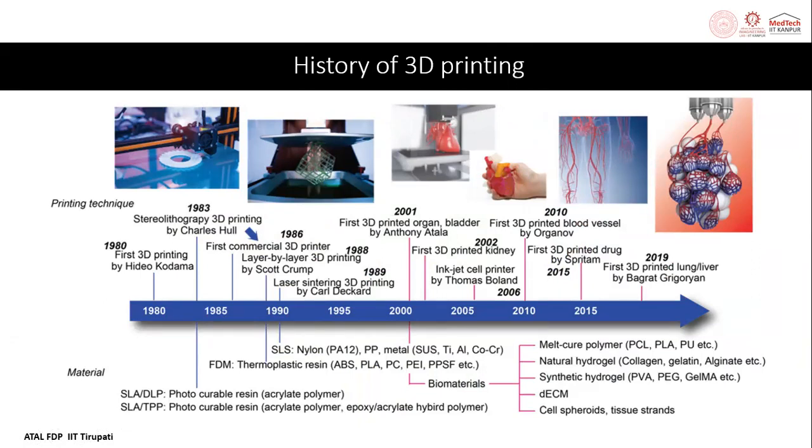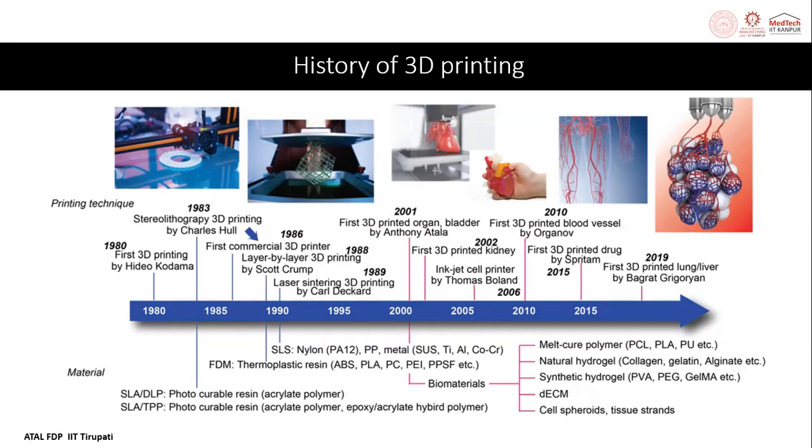Kodama was the first printer which came into the market. Then came stereolithography in 83. Then the first commercial 3D printer came to market in 86. Then close to 90, we had laser sintering based processes. And then in 2000, we had organ bladder printing. Then by 2006, we had the inkjet cell printer.